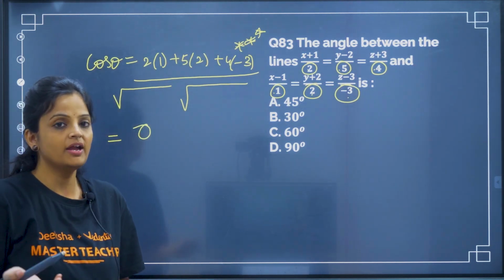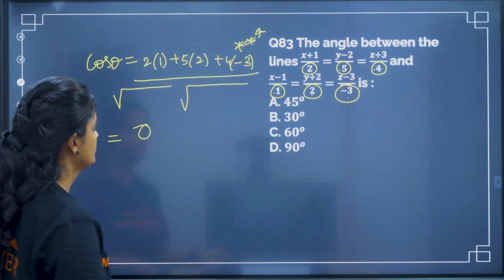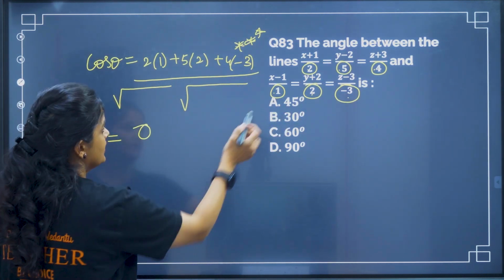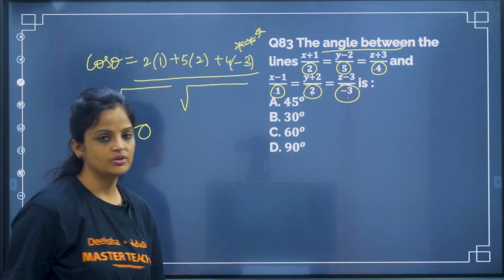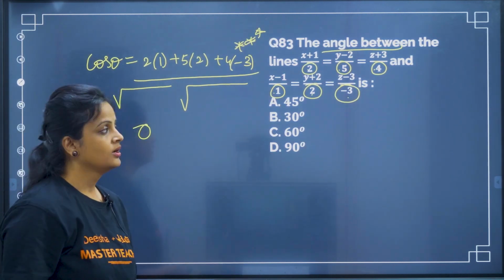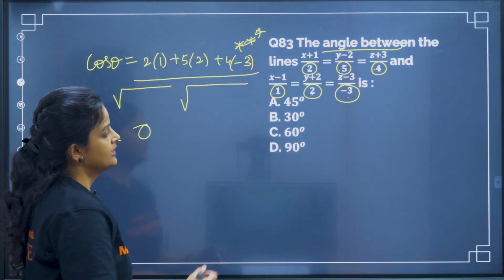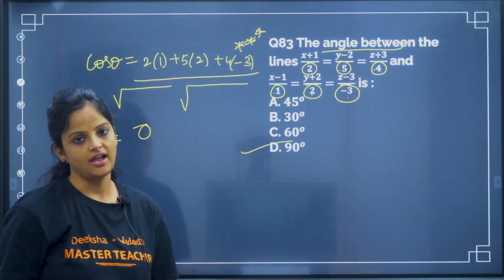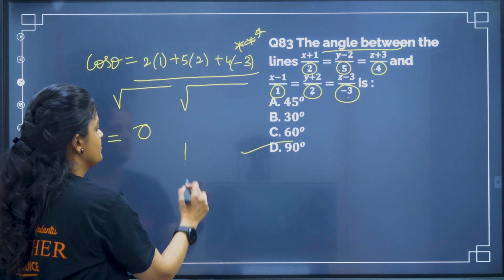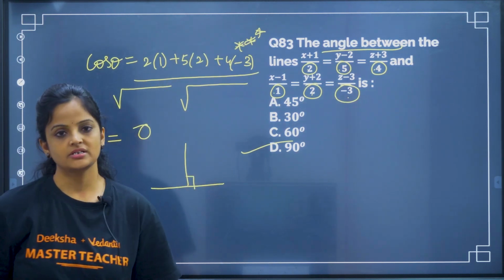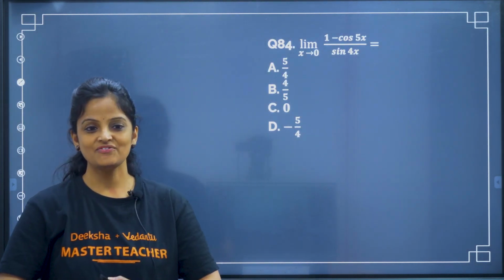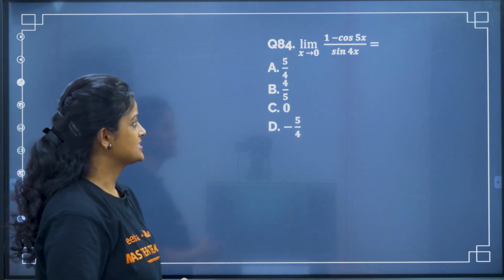You won't have that much time in your exam also. So don't write the denominator at all. When it is giving you 0, then what is the angle? Cos theta is 0, then it is 90 degrees. Angle is 90 degrees. The lines are perpendicular lines. Done. Next question. My favorite, calculus, limits.